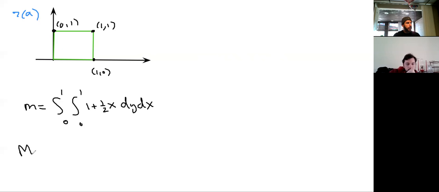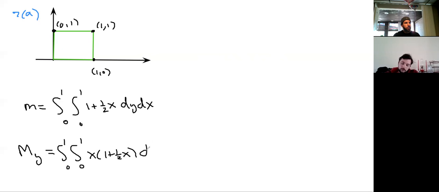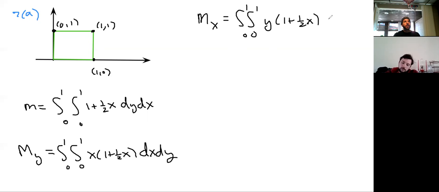And then, of course, m sub y would be this integral, and it would be x times this. Maybe you just want to do this one dx dy because it's already in x's. These are not complicated integrals. And of course, m sub x would be y times 1 plus 1/2 x. And then you could do this whatever way you want, dx dy. So maybe we can actually compute these.